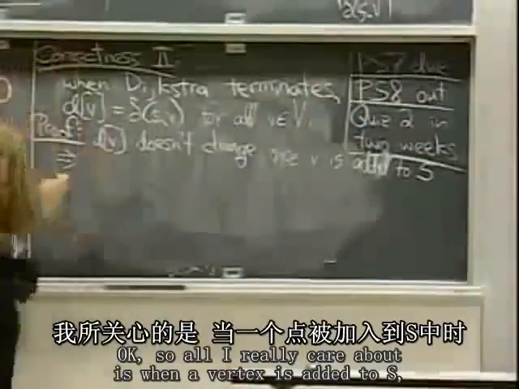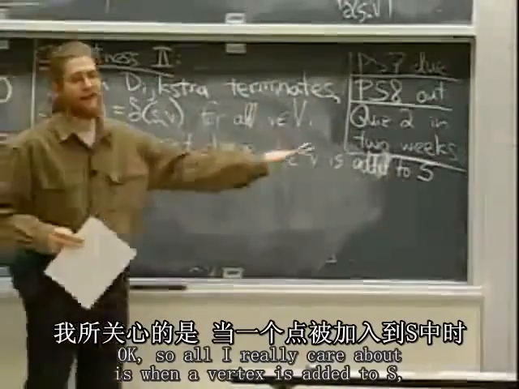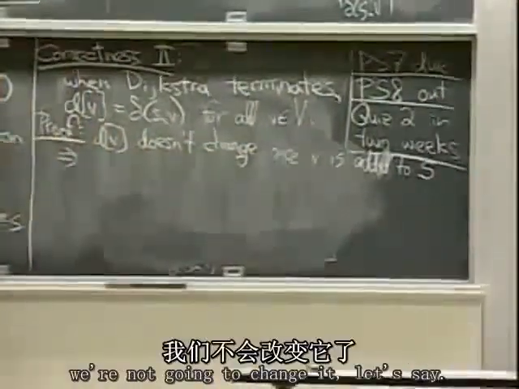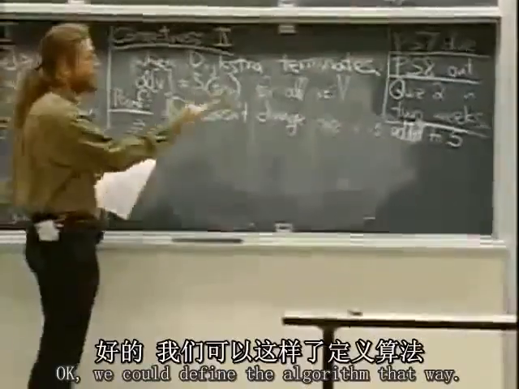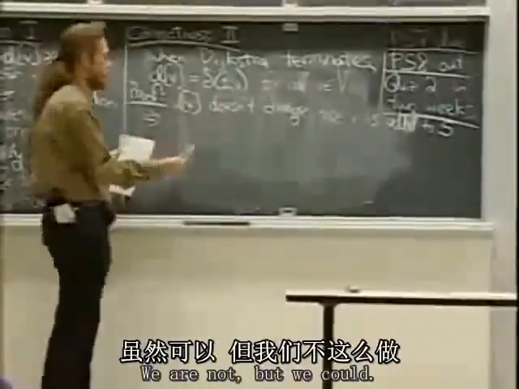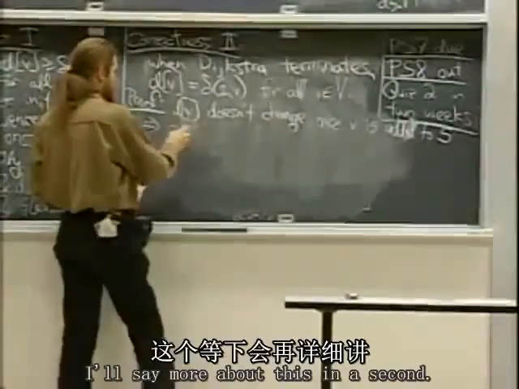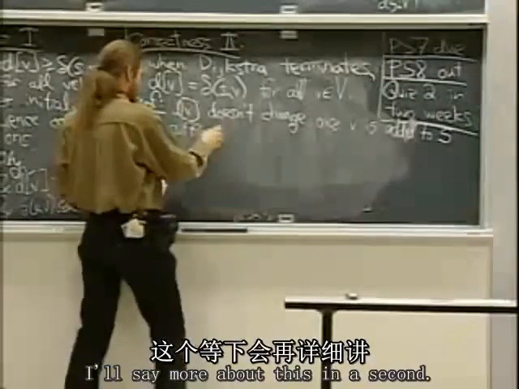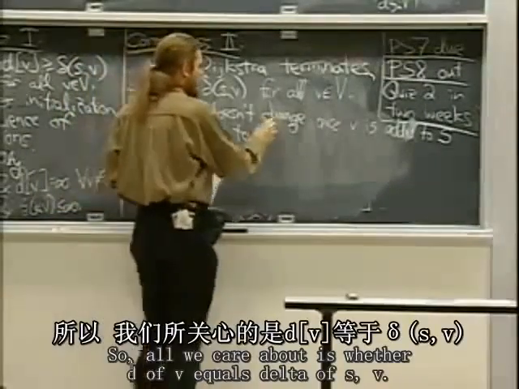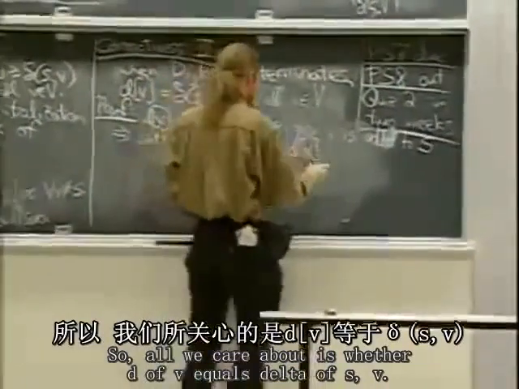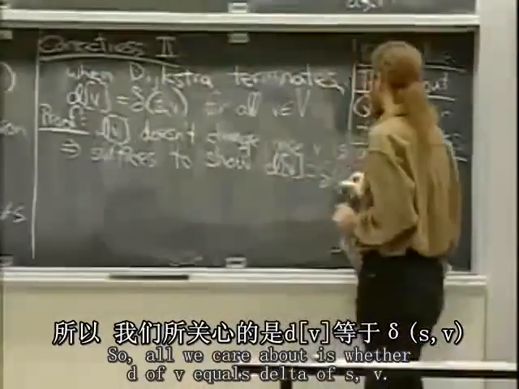This will actually follow by something we'll say in a moment. So all I really care about is when a vertex is added to S, we better have the right estimate, because after that, we're not going to change it, let's say. We could define the algorithm that way. We're not, but we could. I'll say more about this in a second. So all we care about is whether d of v equals delta of s comma v. That's what we want to prove.